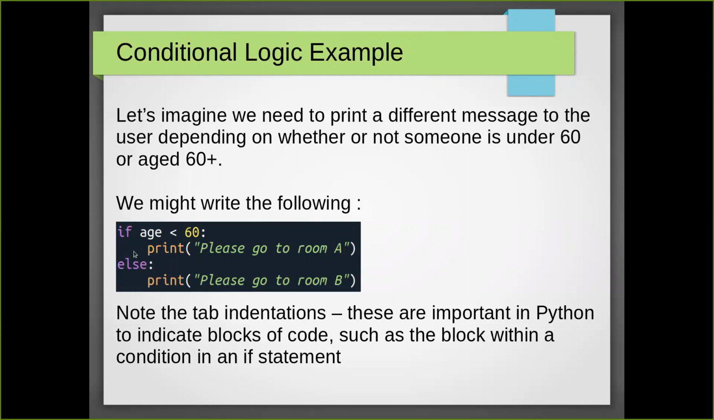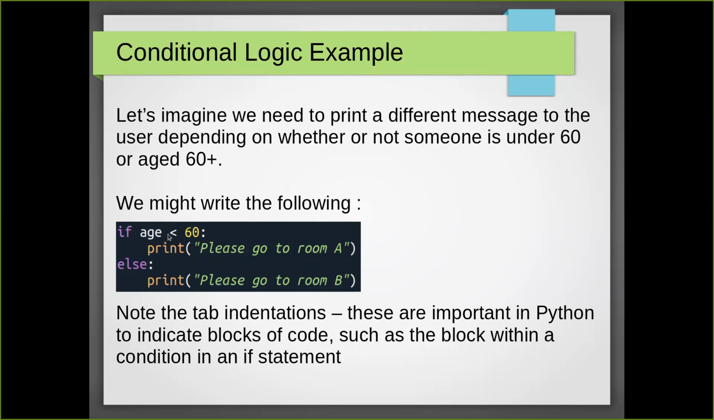and the tab indent is important, and Spyder will automatically do this for you once you've written if age less than 60 colon and you push enter, it'll automatically take you down to the right place. What the tab indent is doing is saying, if that's true, do all of this that's in that tab indentation. So in this case, that's just a single instruction that says print, please go to room A.